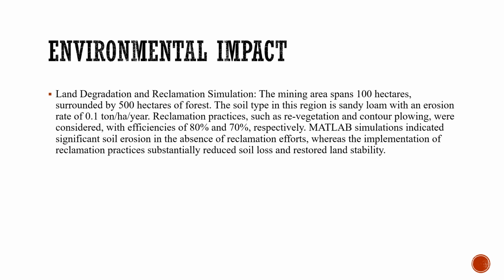And the land degradation and reclamation simulation. The mining area spans 100 hectares, surrounded by 500 hectares of forest. The soil type in this region is sandy loam with an erosion rate of 0.1 tons per hectare per year. Reclamation practices such as revegetation and contour plowing were considered, with efficiencies of 80% and 70% respectively.